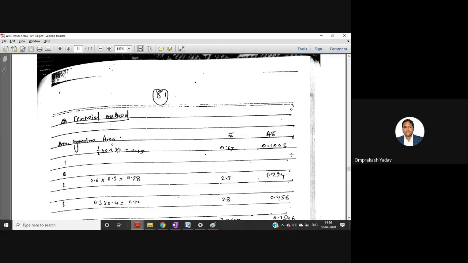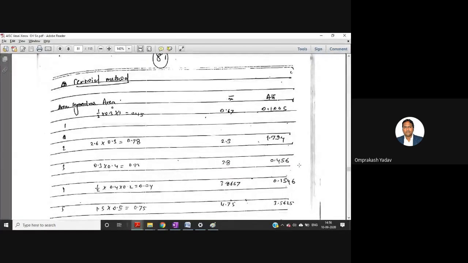So just calculate. You have to make columns. The first column is area number. Second, by using the formula, you calculate the area. Third, you calculate the x bar. And the last column is where you multiply x bar and area. All of you do properly, and don't worry, if you have any doubt, you can ask me anytime.